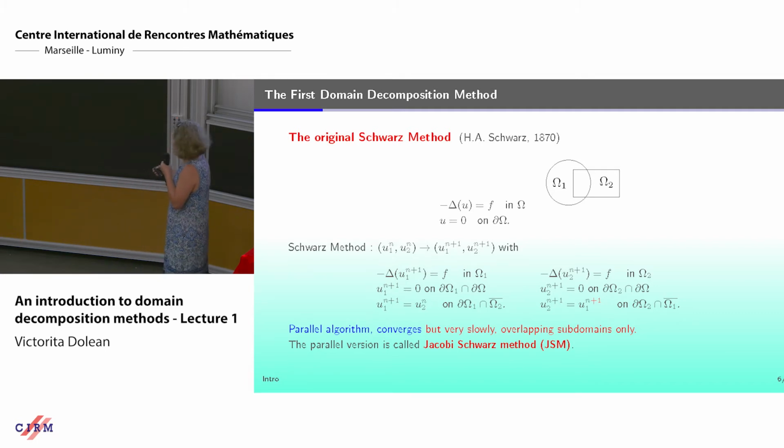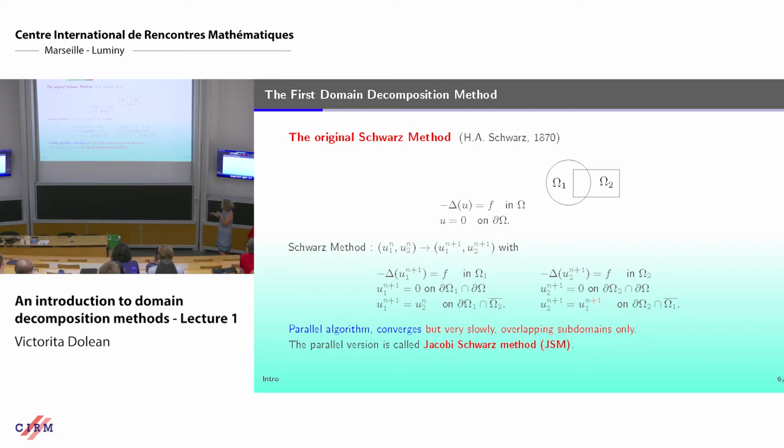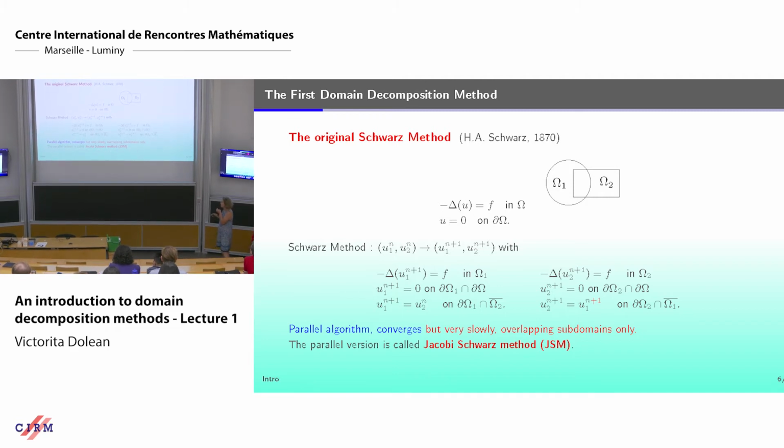Okay, so what are the problems here? I just put here a few things. The parallel algorithm, as I define it here, converges but very, very slowly. And in order to make it converge, you need an overlap, so these two domains need to overlap, right? And we also wanted to give it a name, even if it's probably not a well-established name in the domain decomposition community, but we want to call it the Jacobi-Schwarz method. I will explain a bit later why, right?